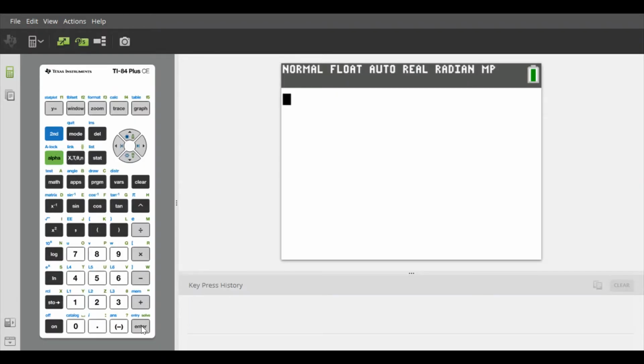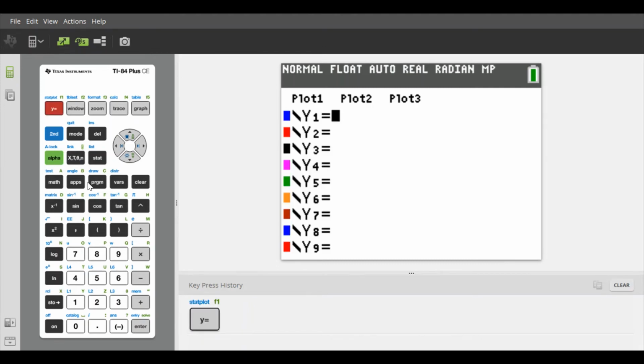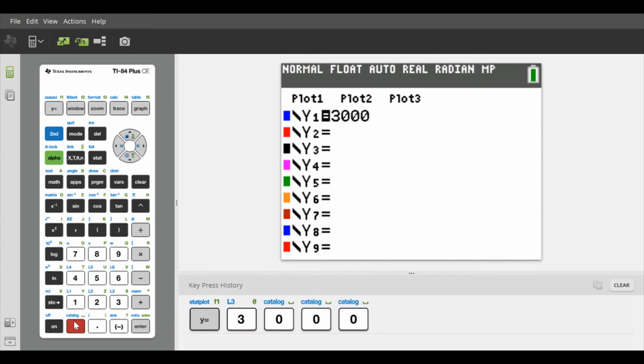Alright, so we're over here at the calculator. We're going to do method 1 first. I'm going to go to y equals. If you have anything in here you might want to clear it out, probably a good idea. I'm going to type in our first equation, which was y1 equals 3000x minus 7200.